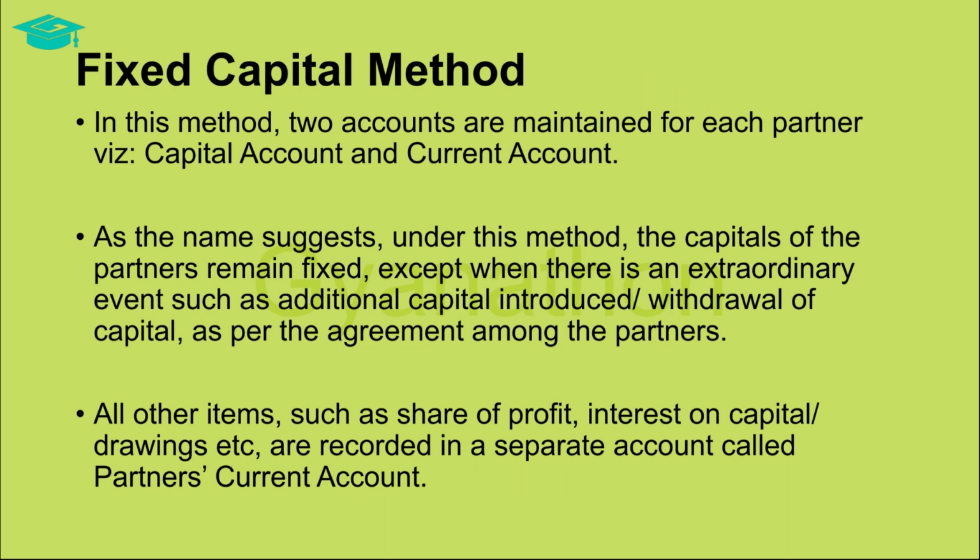We saw that under the fixed capital method, two separate accounts are maintained for each partner, that is, the partner's capital account and the partner's current account. This is because under this method, the capitals of every partner remain fixed unless there is a transaction by the partner in relation to his capital, like contribution of additional capital or withdrawal of existing capital as agreed among the partners. All the other transactions between the partner and the firm, other than contribution or withdrawal of capital, is done through a separate account called as partner's current account.